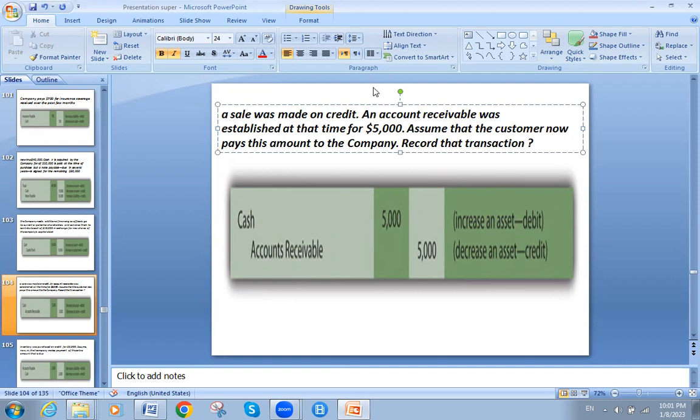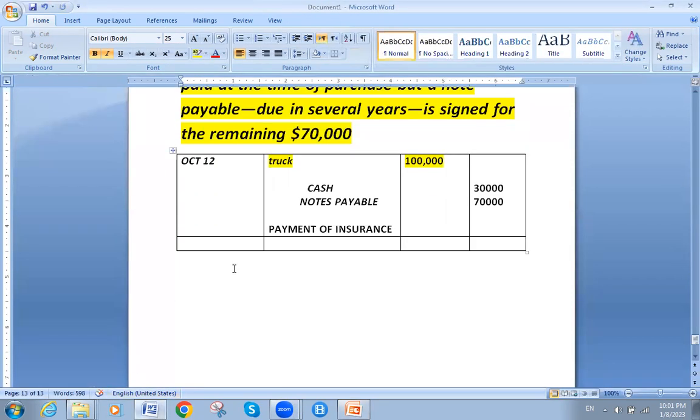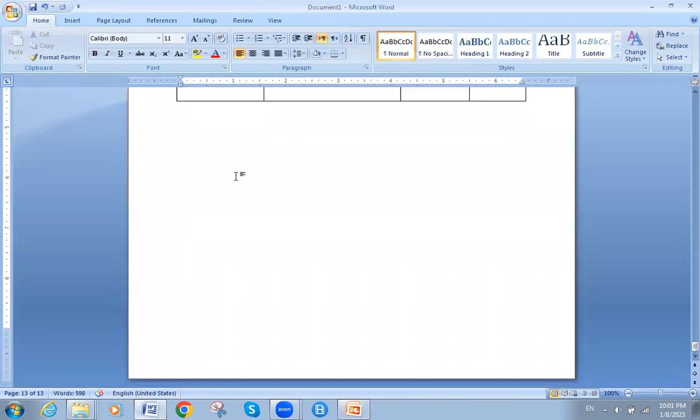I will do two examples here in front of you, and I will make you solve them, then we will solve them together.